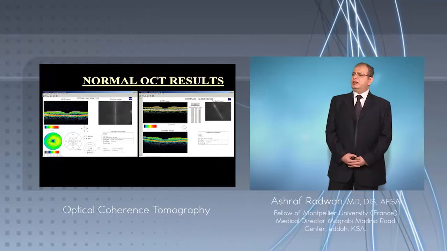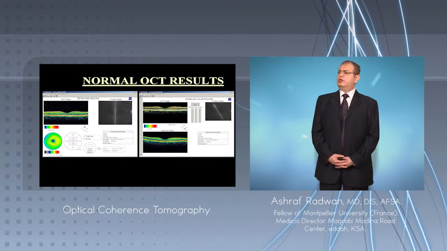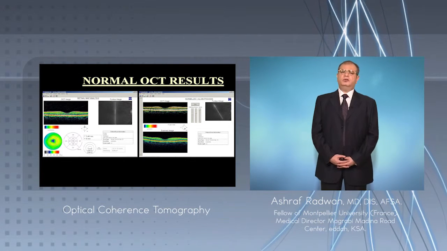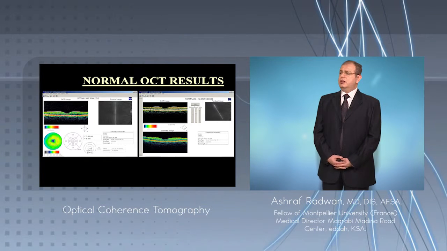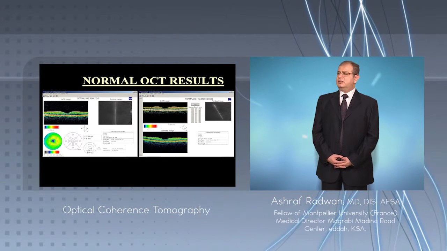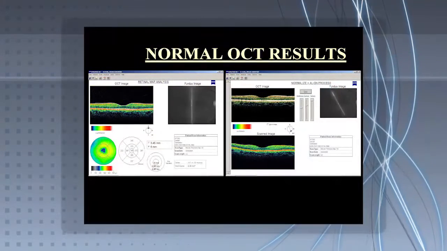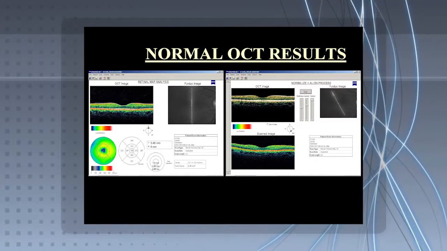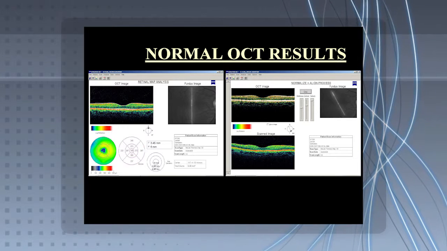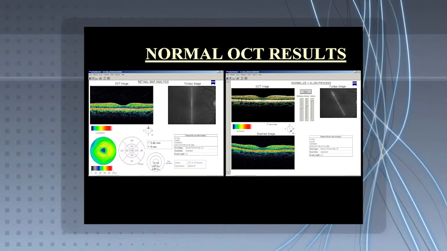As for the normal OCT results, as we see here, the normal thickness is usually around 200 microns, flat, there are no cysts, the retinal pigment epithelium is in place, and there are no spaces between the retinal pigment epithelium and the retinal nerve fiber layer. This is the normal OCT result.